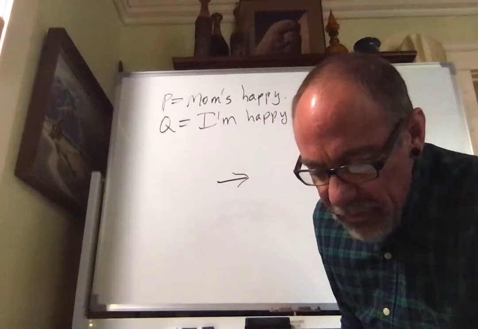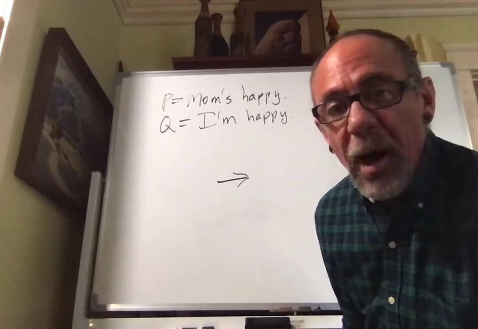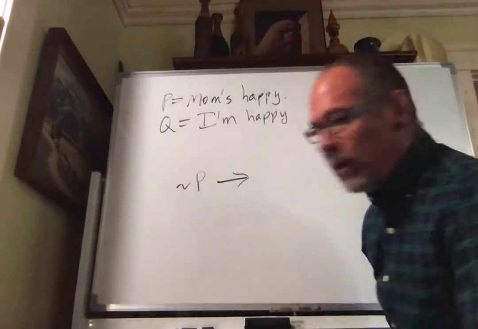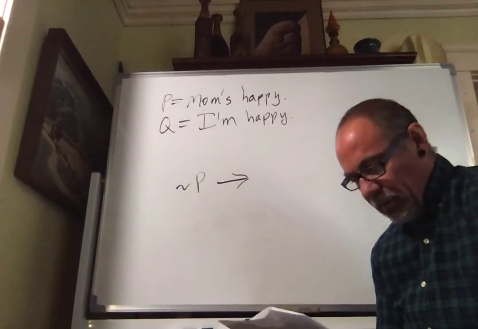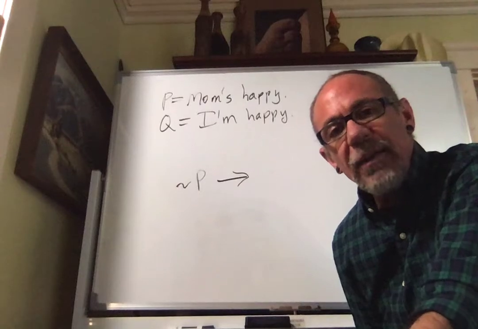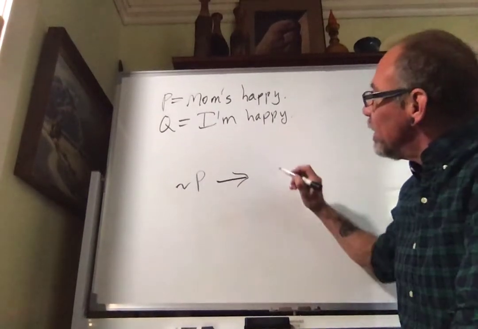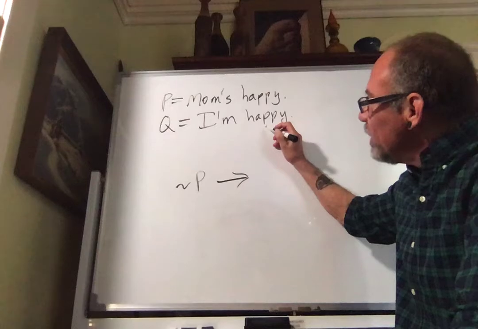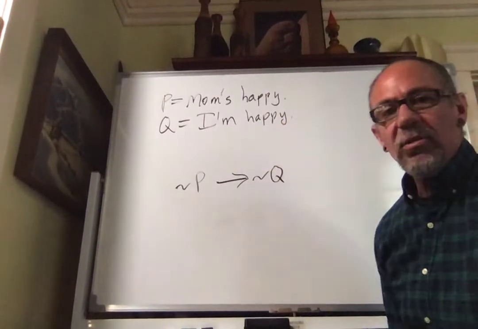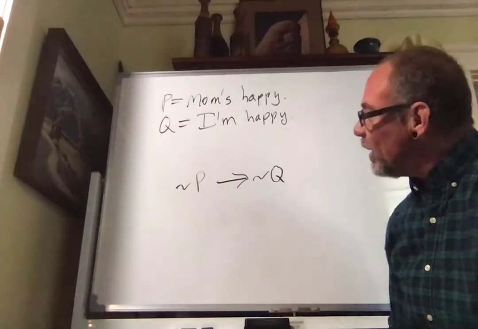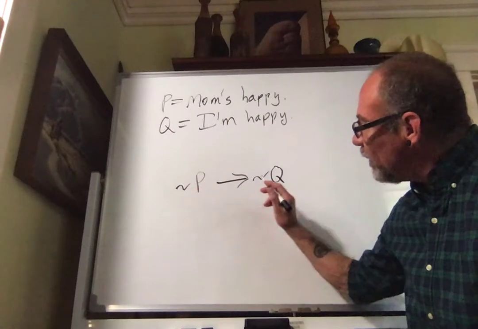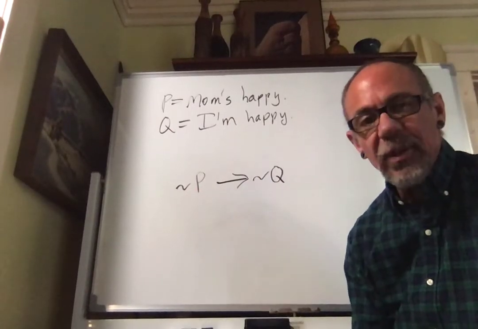So in number 17, the antecedent is mom's not happy. Well, mom's not happy would be the negation of P. The consequent is introduced here by the word then. And after the word then, we have I'm not happy. Well, I'm not happy, of course, is just the negation of I'm happy. So given what we let P and Q stand for, we've got negation sign P, arrow, negation sign Q as our translation for 17.